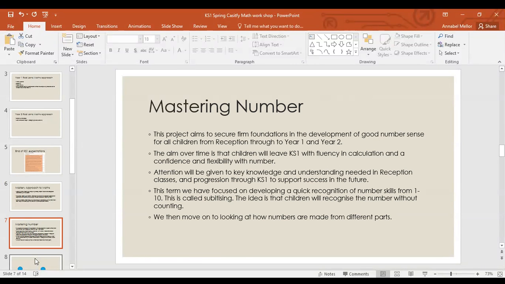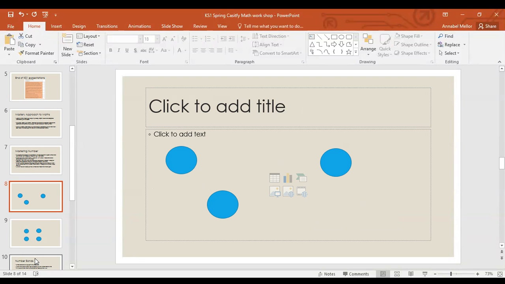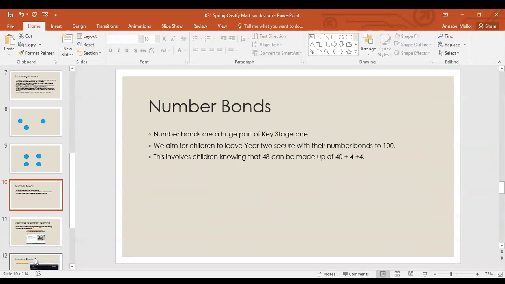We've been taking part in a Mastering Number project, and this project aims to secure a firm foundation of the development of good number sense. This is for all children at Red Lane from reception through to Year 2. The aim is that children will leave Key Stage 1 with fluency in calculation. There's a big focus on the recognition of number skills from 1 to 10, and this is called subitising. So the idea that children will recognise the number without counting. For example, there are 3 dots without having to go 1, 2, 3.